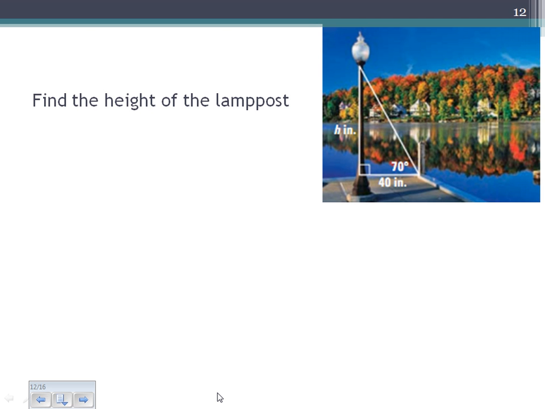Can you guys read that in the back? This is at 8 inches, 40, and 70 degrees.